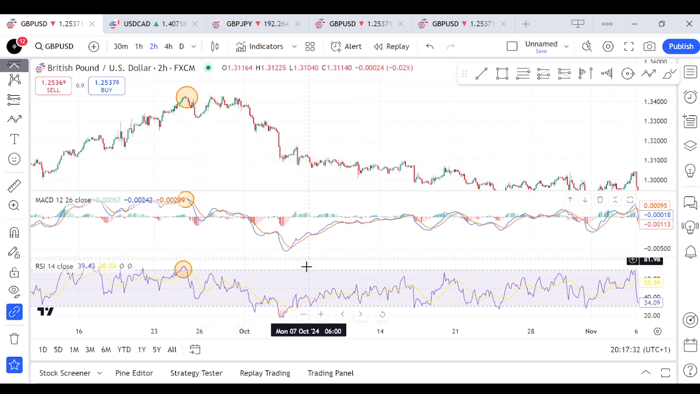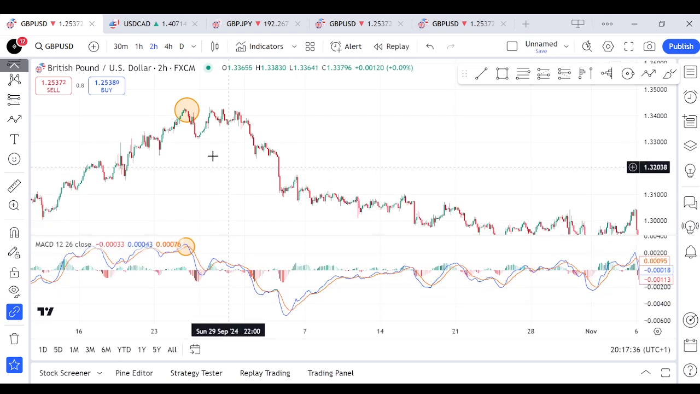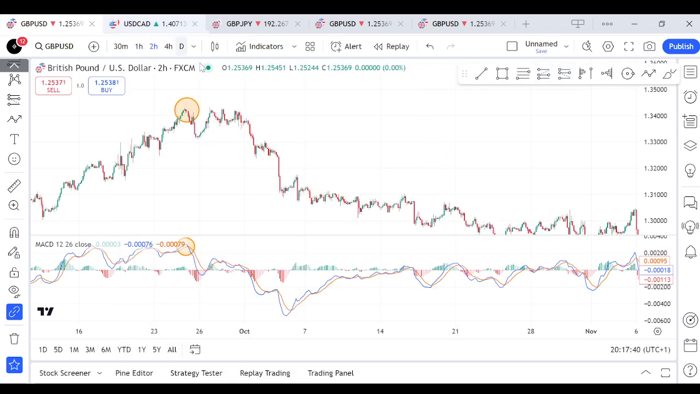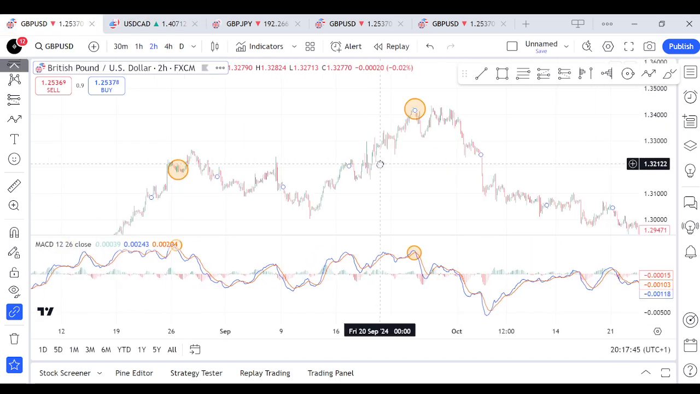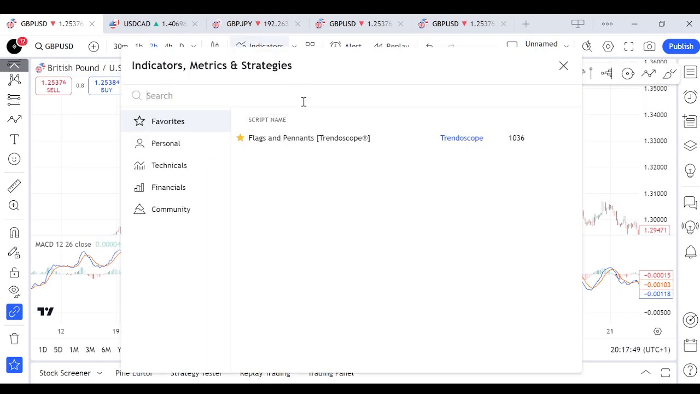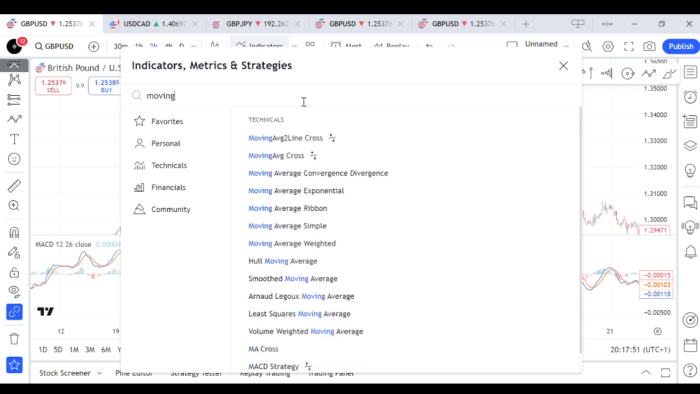Or you can also combine the MACD with the moving average. This is another one you can do. So let me just do that on GBP USD here. So I'm going to add the simple moving average, simple.